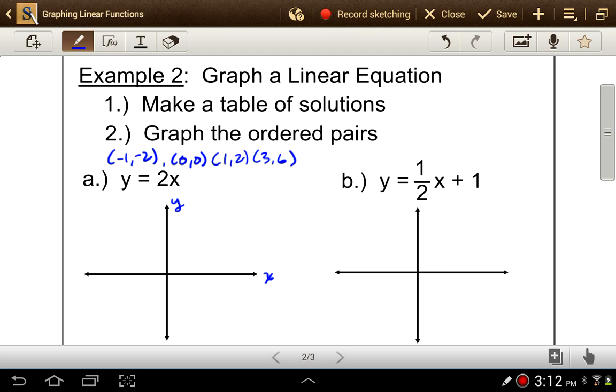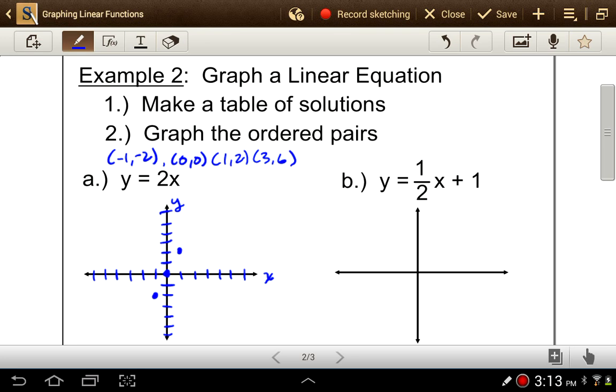So I have to go out to positive 6. So I'm going to do 1, 2, 3, 4, 5, 6. I'm just going to do 6 marks in each direction so that I have some kind of baseline to use. Okay? Now I'm just going to graph them. -1, -2. 1 to the left, 2 down. 0, 0. 1, 2. 3, 6.